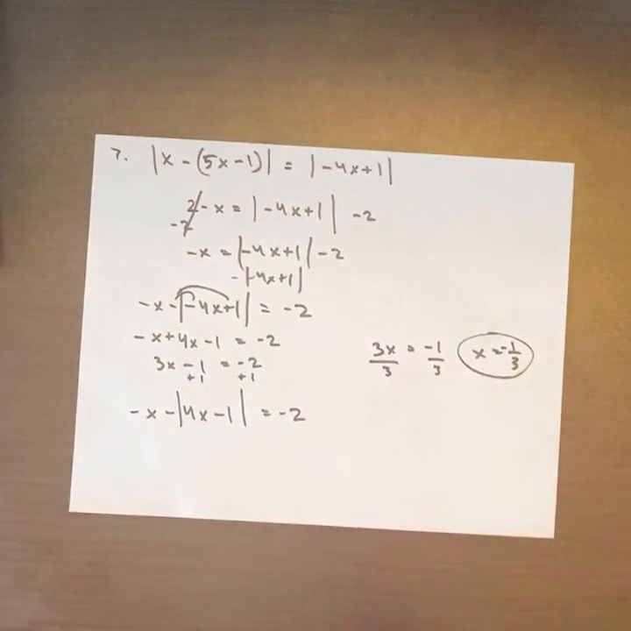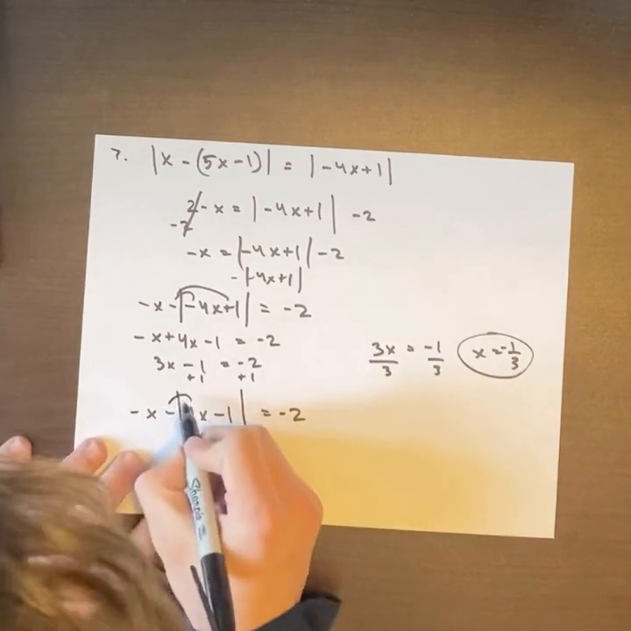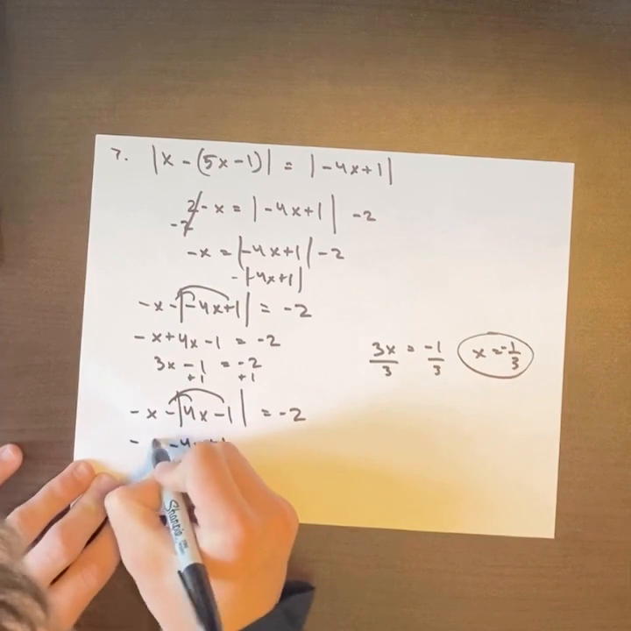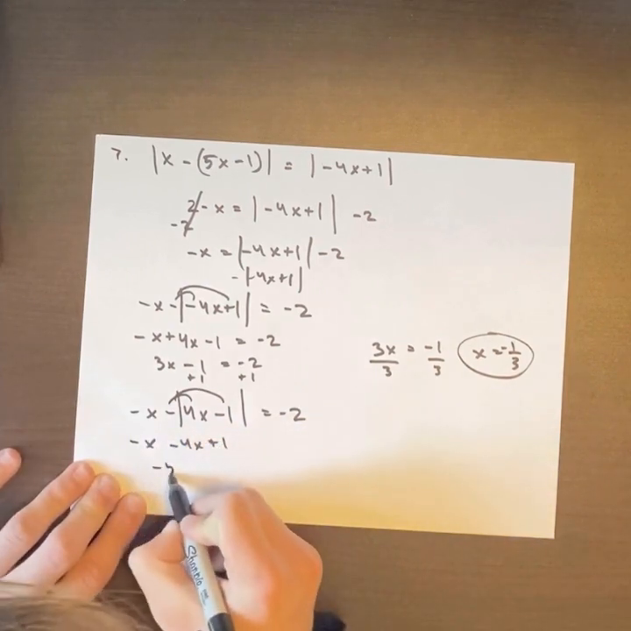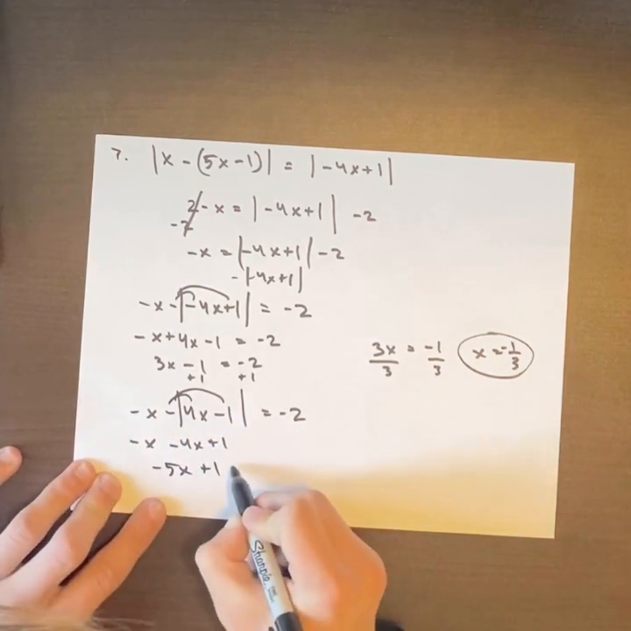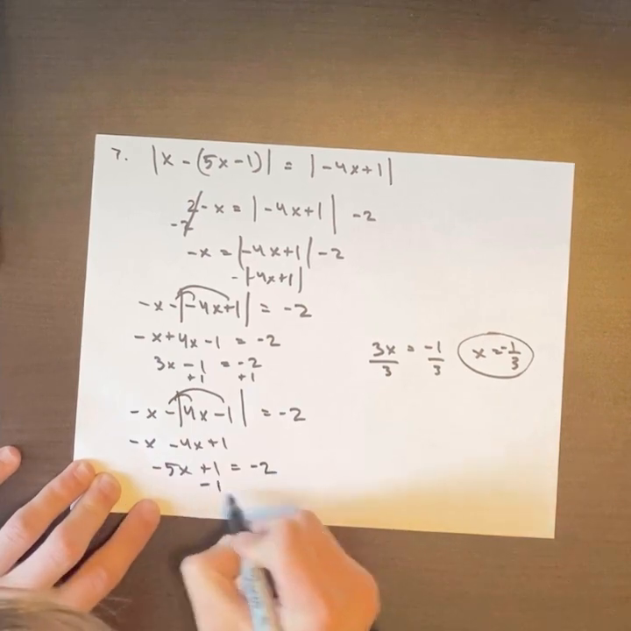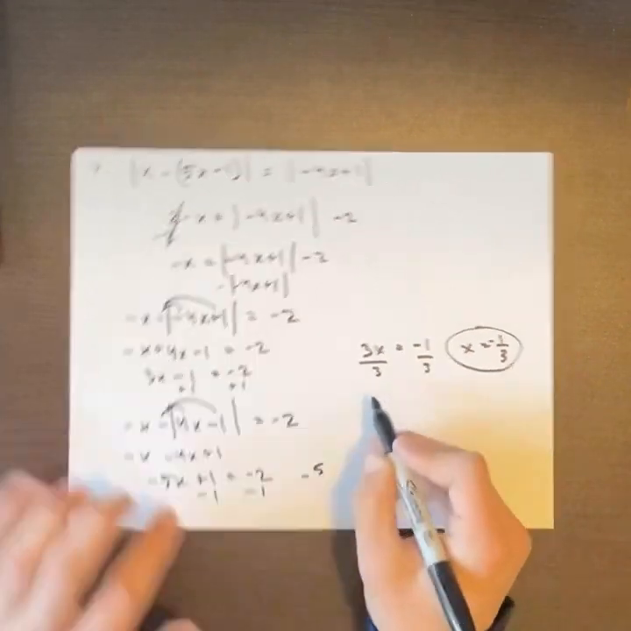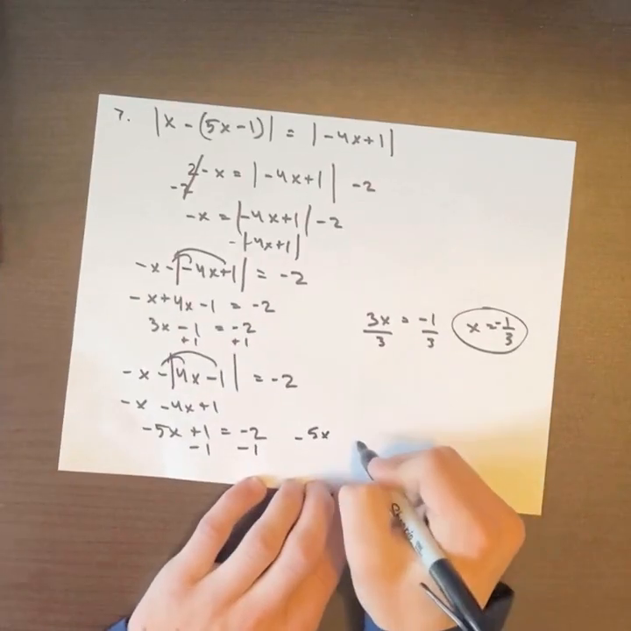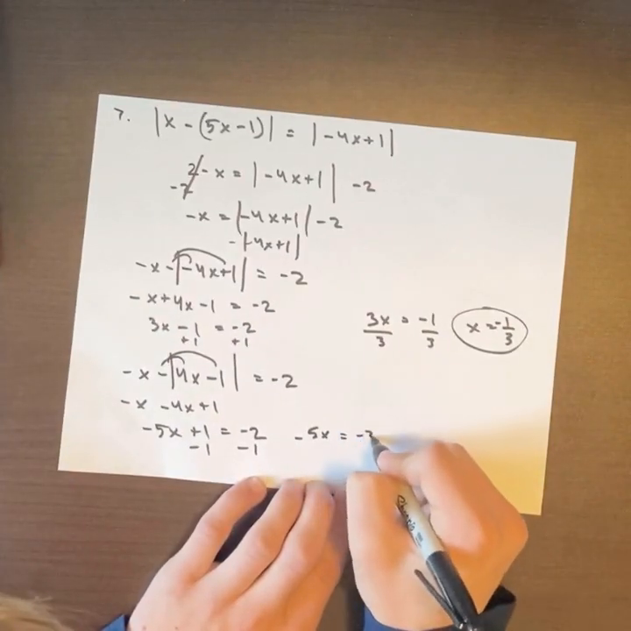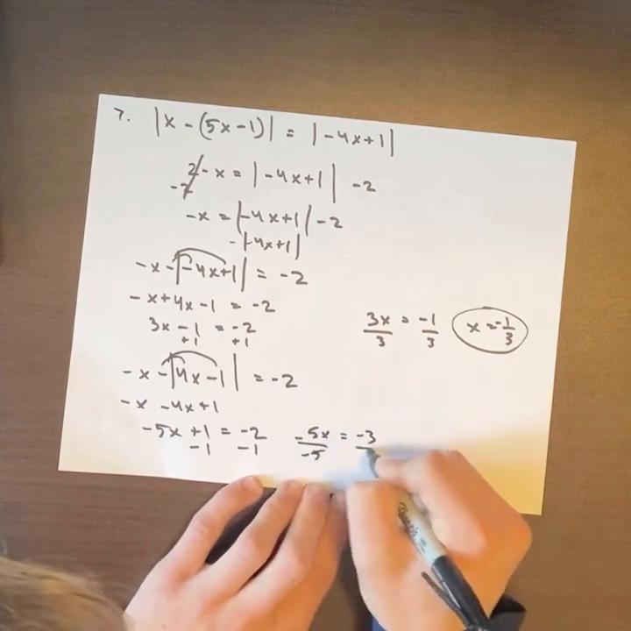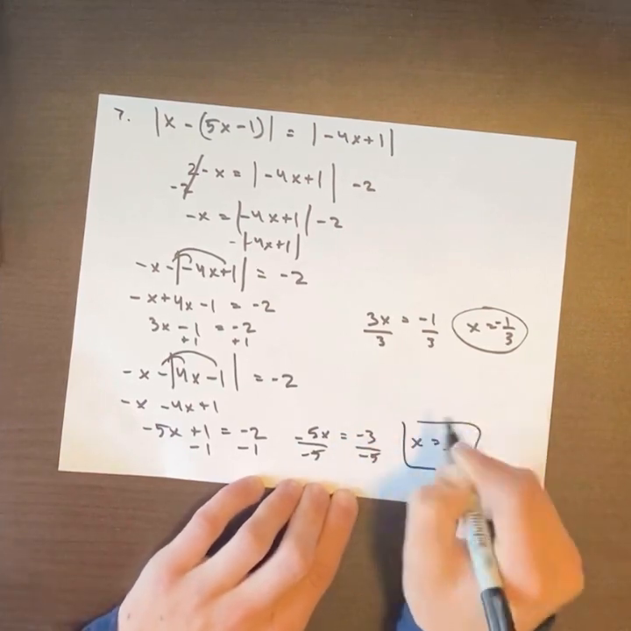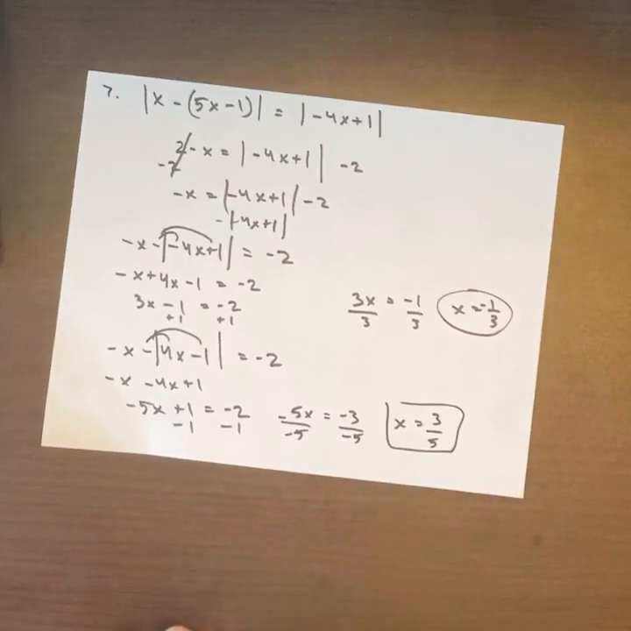And then there's 2 solutions because it is an absolute value. Distribute, distribute. Negative 4x plus 1. Negative x minus that. So that'd be negative 5x plus 1 equals negative 2. Subtract 1 from both sides. Negative 5x equals negative 3. Divided by negative 5, divided by negative 5, x equals 3/5 is the second one. It's kind of confusing, but that was my best try at it.